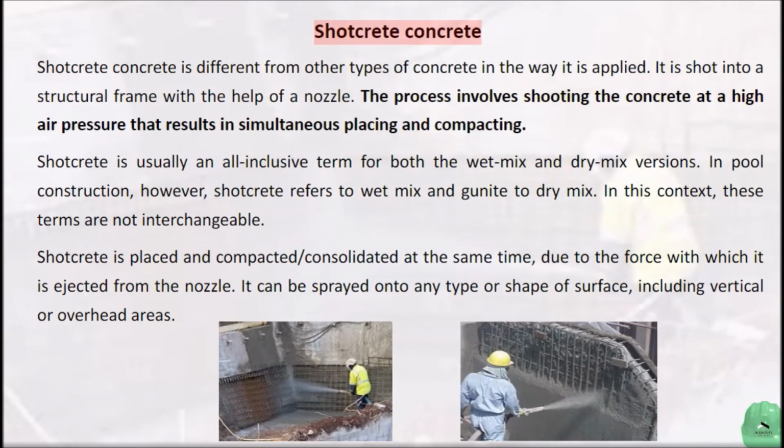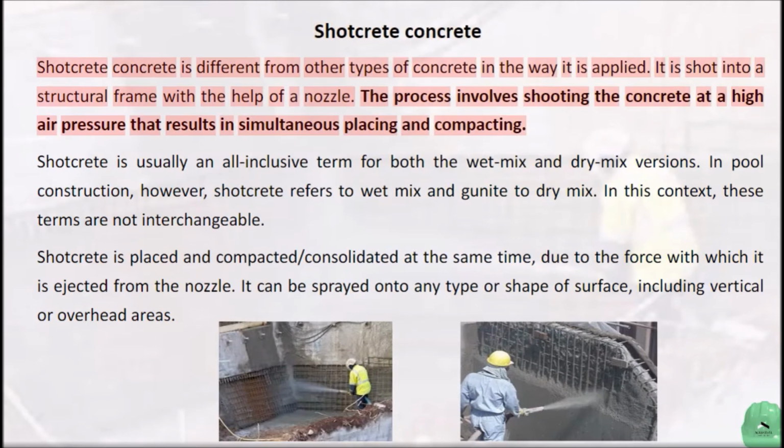Shotcrete concrete. Shotcrete concrete is different from other types of concrete in the way it is applied. It is shot into a structural frame with the help of a nozzle. The process involves shooting the concrete at a high air pressure that results in simultaneous placing and compacting.